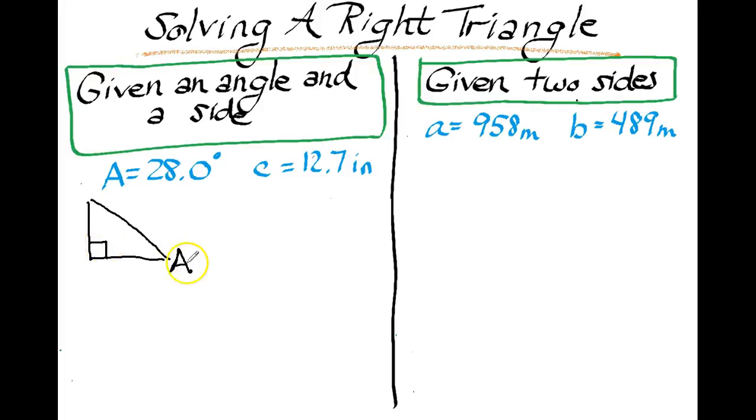So I usually label my angles A, B, and C is always the right angle. A and B, it doesn't matter which angle you use, except C has to be the right angle. And remember, the letters opposite your angles are lowercase. So in this example, we have angle A is 28 degrees, and side C is 12.7 inches.